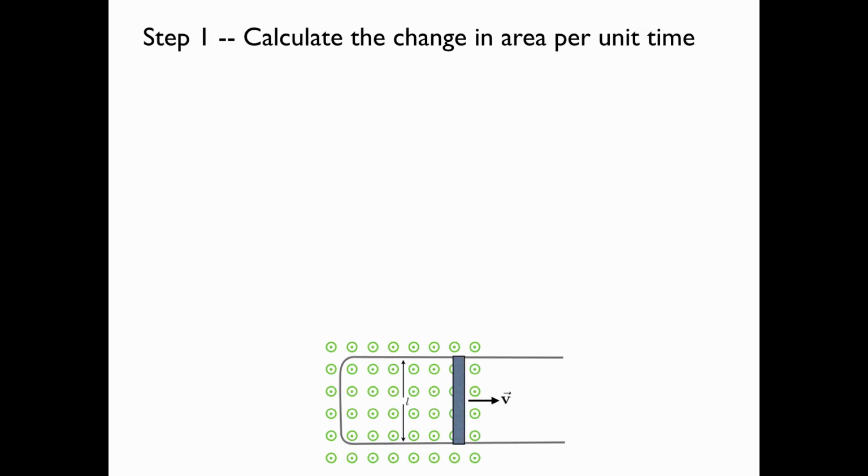First, we'll calculate the change in area per unit time. The change in distance of the bar per unit time is v delta t. This we know from ordinary kinematics. So the change in area of the loop as the bar slides to the right is L delta x, which is, in terms of time, L v delta t. Now we can find the change in area per unit time by dividing both sides by delta t.